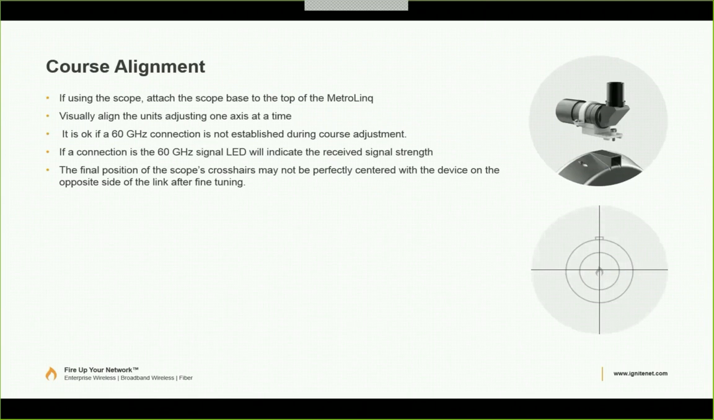Another way to get this coarse alignment might just be visually if it's a closer link without the scope, or you might be able to do it looking at the values of the 5 GHz backup connection. A lot of times the 5 gig backup radio will connect before the 60 because it has a wider beam width and 5 gig travels a little bit farther. So if you get a connection early on 5 GHz, you could dial in those signal levels, which will also get you about 90% there.